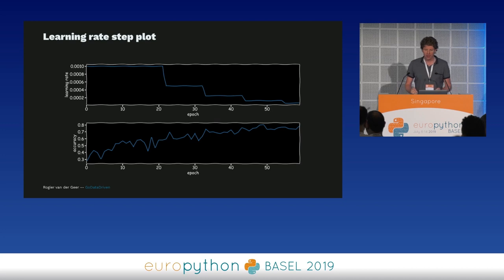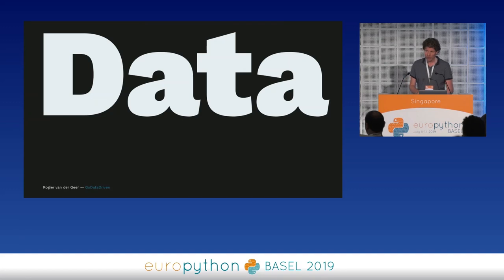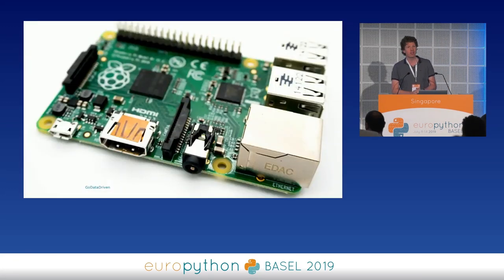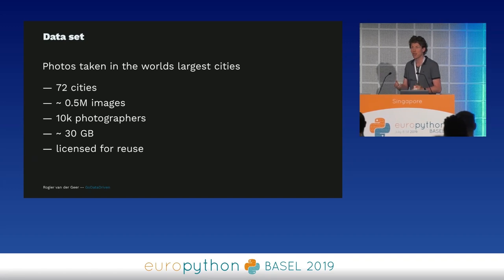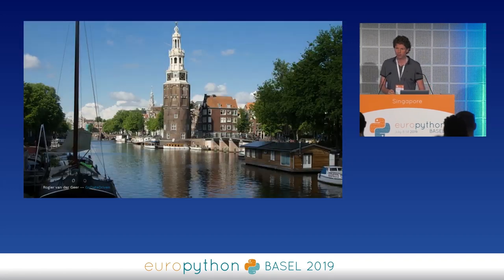Okay, we're all set. Let's have a look at some data that I've played with. Of course, if you want to train a model, you need data. So what I did is I took a Raspberry Pi, and I set it to work for a couple of months, and I gathered a data set of photos taken in the world's largest cities. I took 72 cities, 500,000 images of 10,000 photographers, all in all some 30 gigabytes of data, and I made sure that all of these are licensed for reuse such that I can show them to you right now.